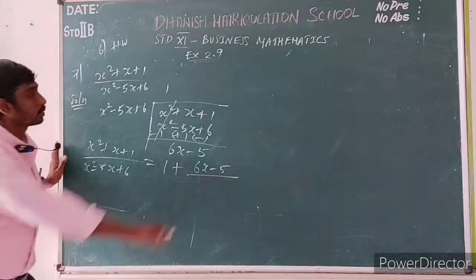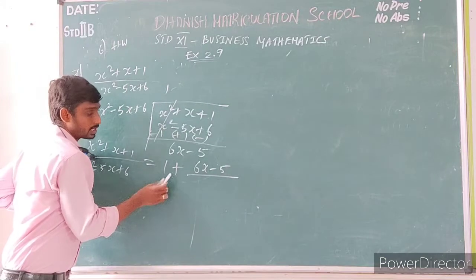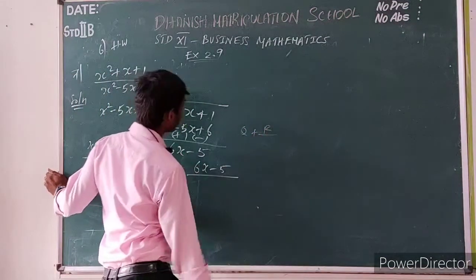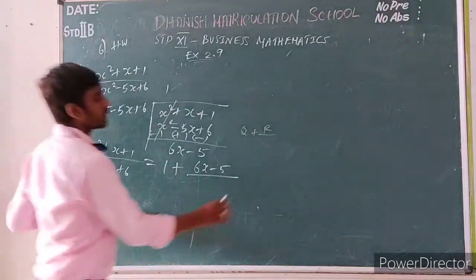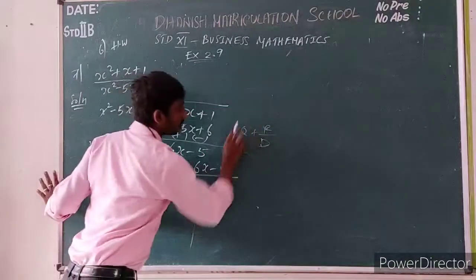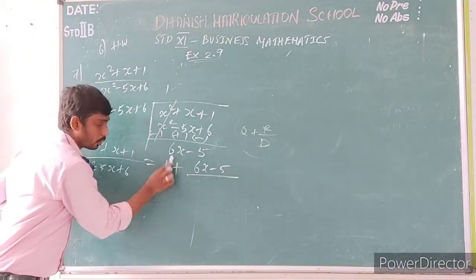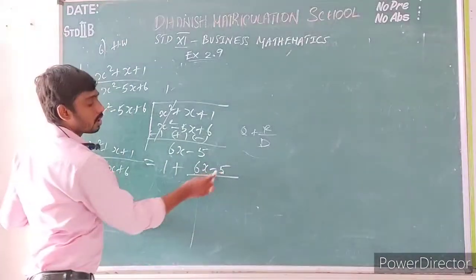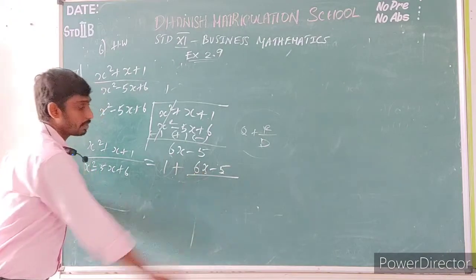This one is the quotient, this one is the remainder. What is the formula here? Quotient plus remainder divided by the denominator. So this is the condition for this division. You write the quotient plus the remainder, 6x minus 5. One time division will be enough for this sum. For all the sums, one time division will be enough.